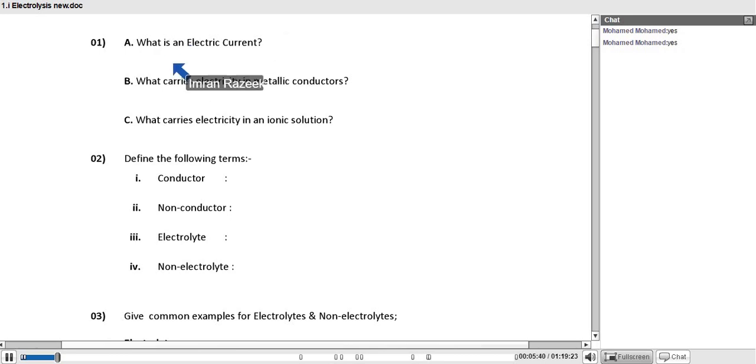What is electric current? Movement of charged particles. You can write in brackets, electrons or ions.